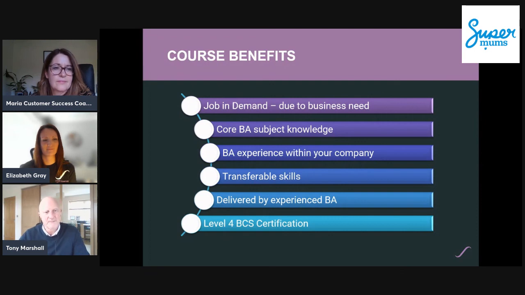And I think, as Elizabeth mentioned earlier, it does give you the benefit of having a formally recognised BCS accredited qualification, which is the equivalent of a foundation level degree. So there's some real added value to your own benefit in developing your own skills as you move forward in your careers as well.